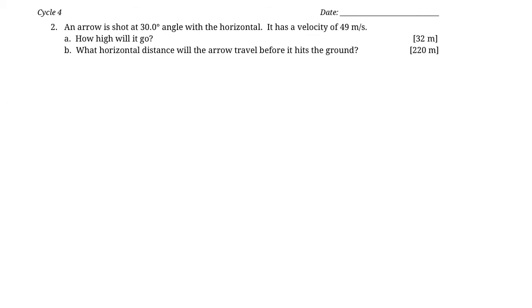Question 2. An arrow is shot at a 30-degree angle to the horizontal. It has a velocity of 49 meters per second. How high will it go? What horizontal distance will it travel before it hits the ground?